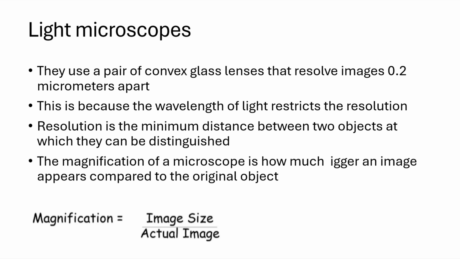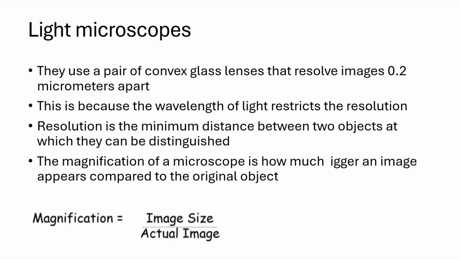And the definition for resolution is this third line here. Resolution is the minimum distance between two objects at which they can be distinguished. So write that down. That's the definition of resolution: the minimum distance, how small a distance you can see between two things to say those two things are separate.